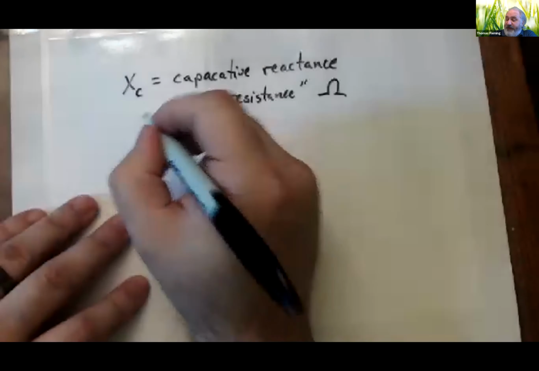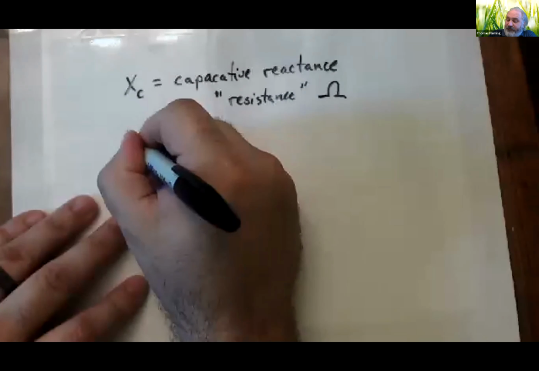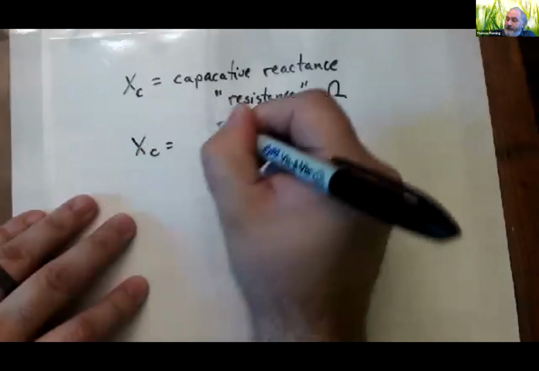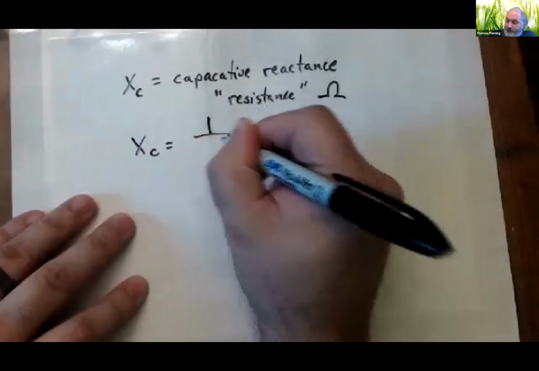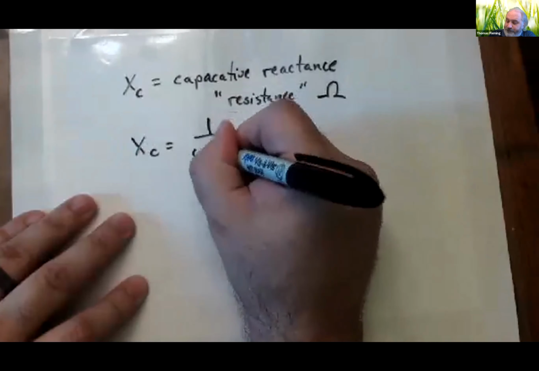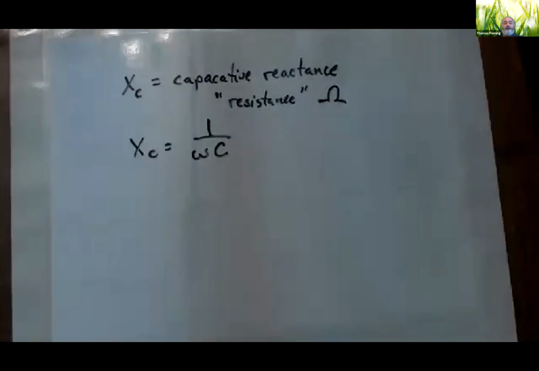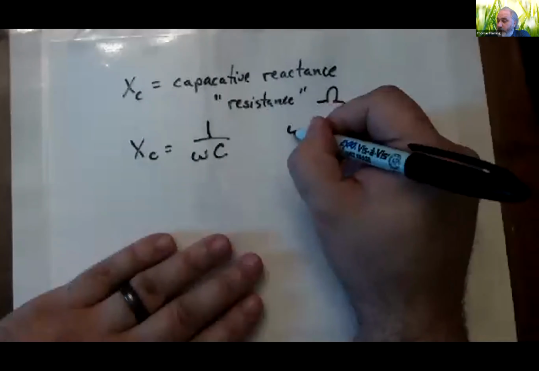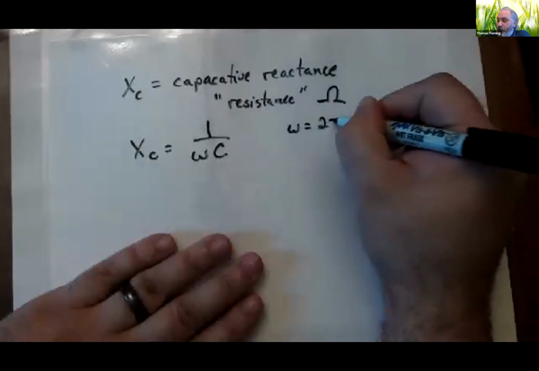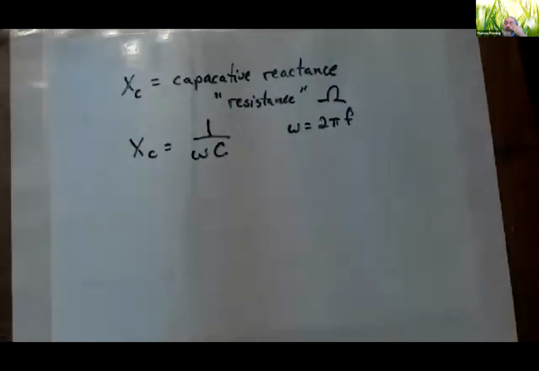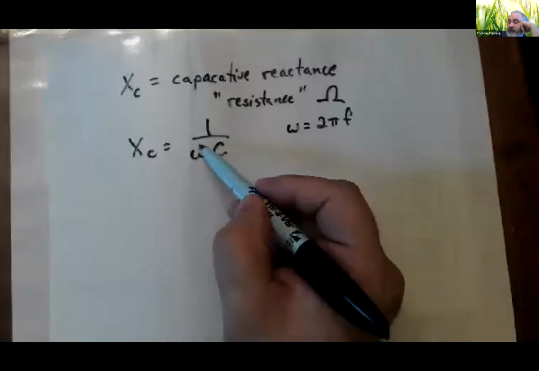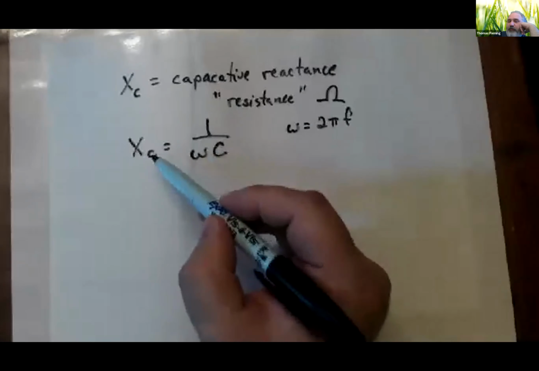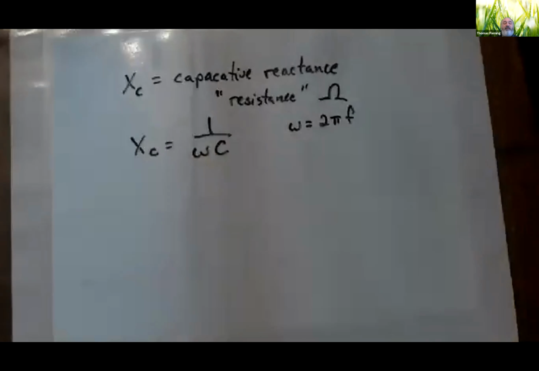And we can say that this capacitive reactance ends up being 1 over omega times C, where again, omega is 2 pi times the frequency. So what happens is, if the frequency is really, really big, if I'm switching back and forth very, very rapidly, I have a huge number down here. XC is tiny, so it's going to offer a small resistance if that's the case.